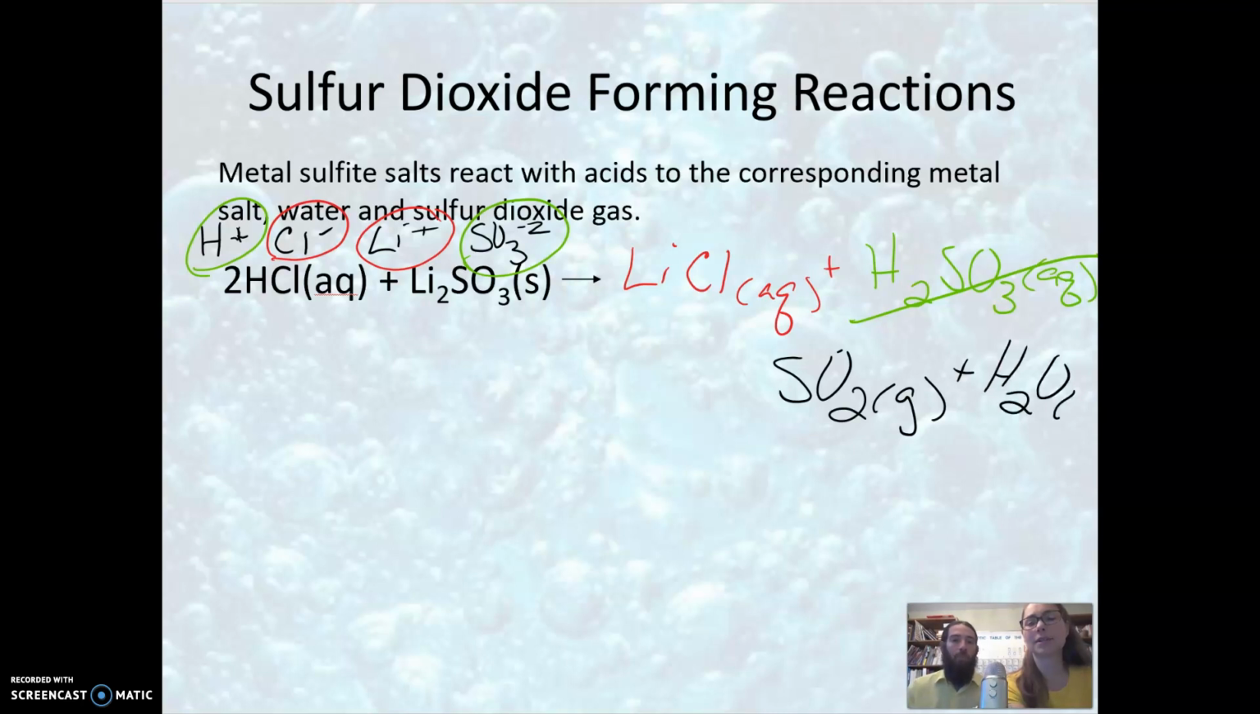Water's a liquid, a pure substance. It's not aqueous. It's not water dissolved in water. Right. And we're not quite balanced. I think I need a 2. Oh, nice. I didn't even look to the others and should have. In front of that. Yeah. Good.